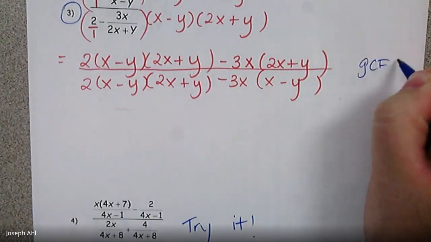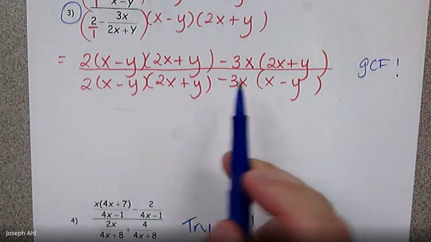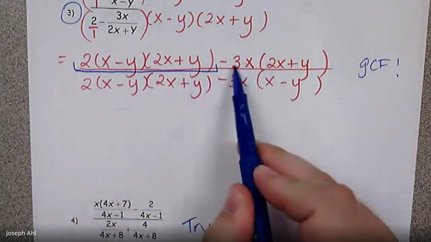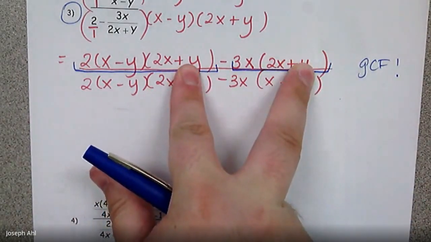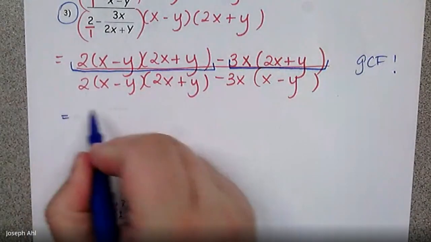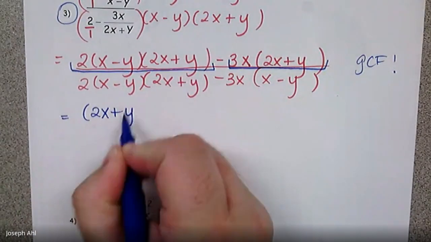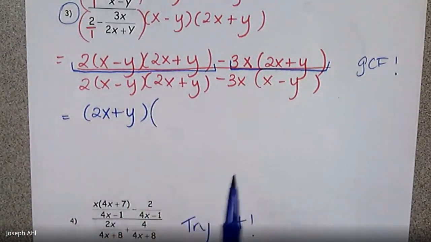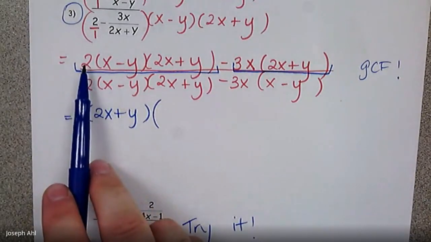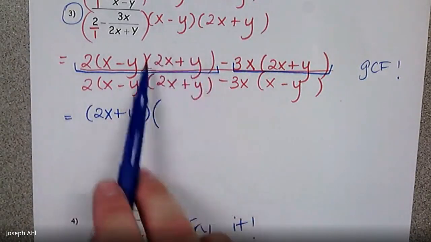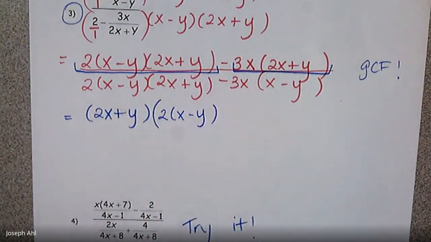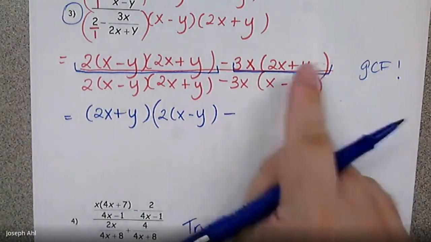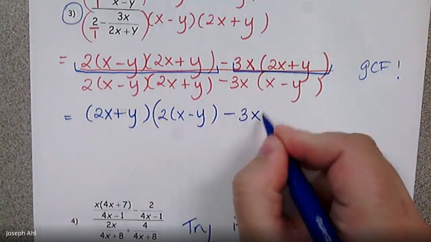What is the GCF in the numerator? Well, here's one whole term. Here's another whole term. They both share the factor 2x plus y. So take that out as a GCF, 2x plus y. And then write down what the leftovers are. It's going to be from the first term, if I take out 2x plus y, 2 times x minus y. Minus, when I take 2x plus y from here, just 3x.